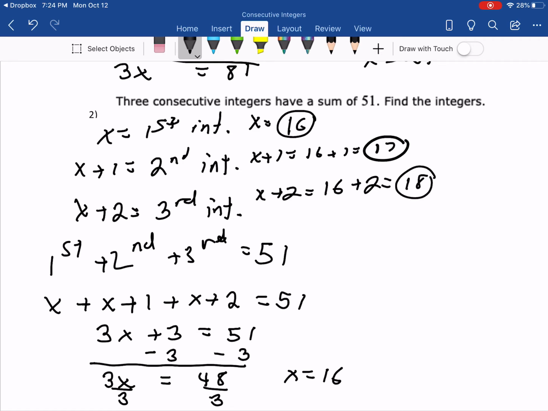To check, 16, 17, and 18 are integers. They're whole numbers, and they're consecutive. 16, 17, 18 appear in a row, and they have a sum of 51 because 16 plus 17 plus 18 is indeed 51.